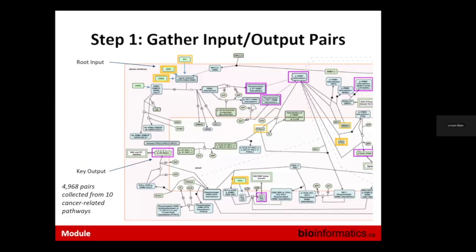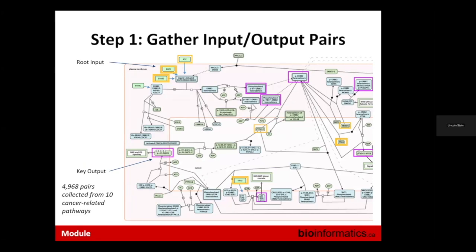So I just want to take you through this. It's kind of fun. The first thing we did, we went to the literature. We selected 10 cancer-related pathways. And we collected from the literature experiments in which groups had knocked up or knocked down a gene in the pathway and then done an assay downstream to look at the pathway activity.